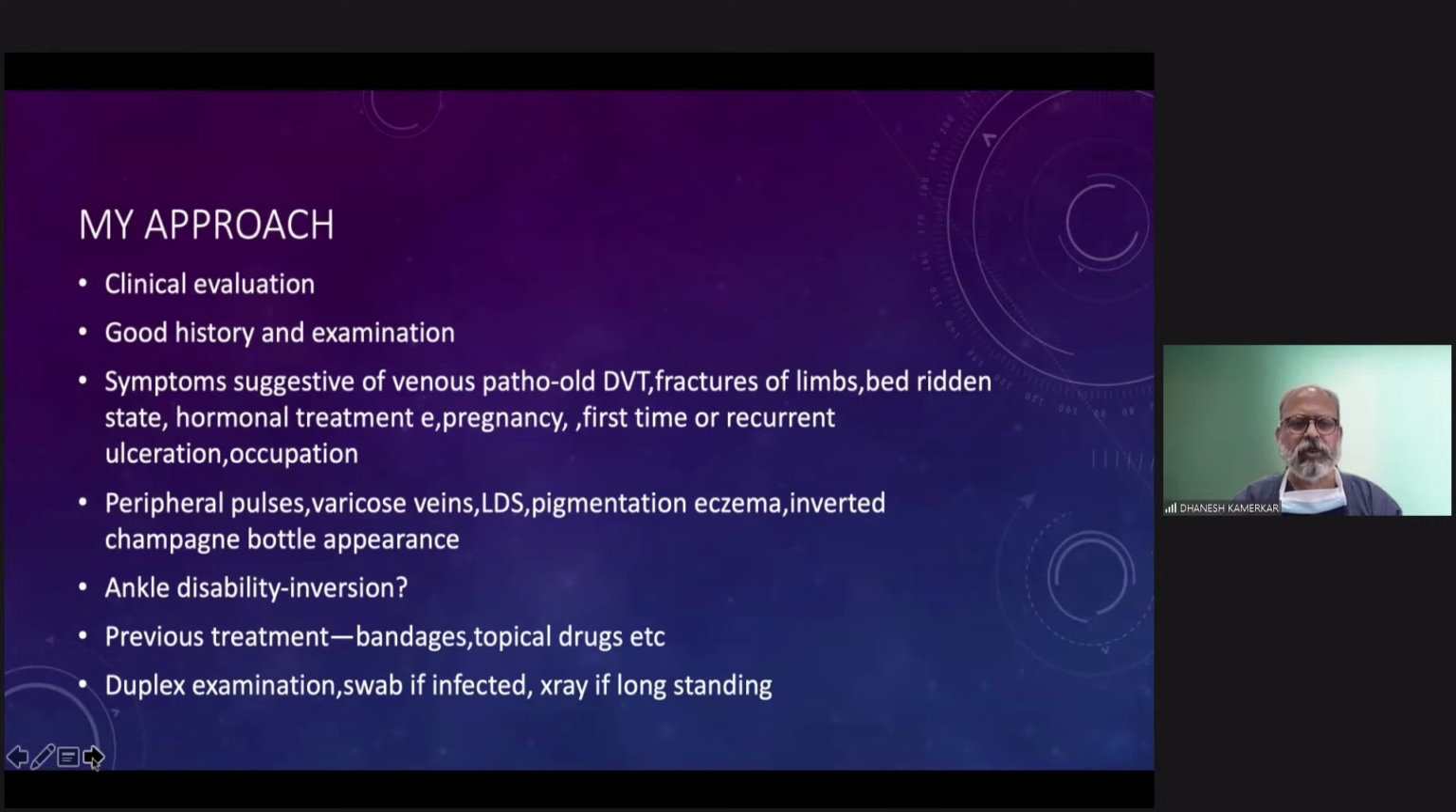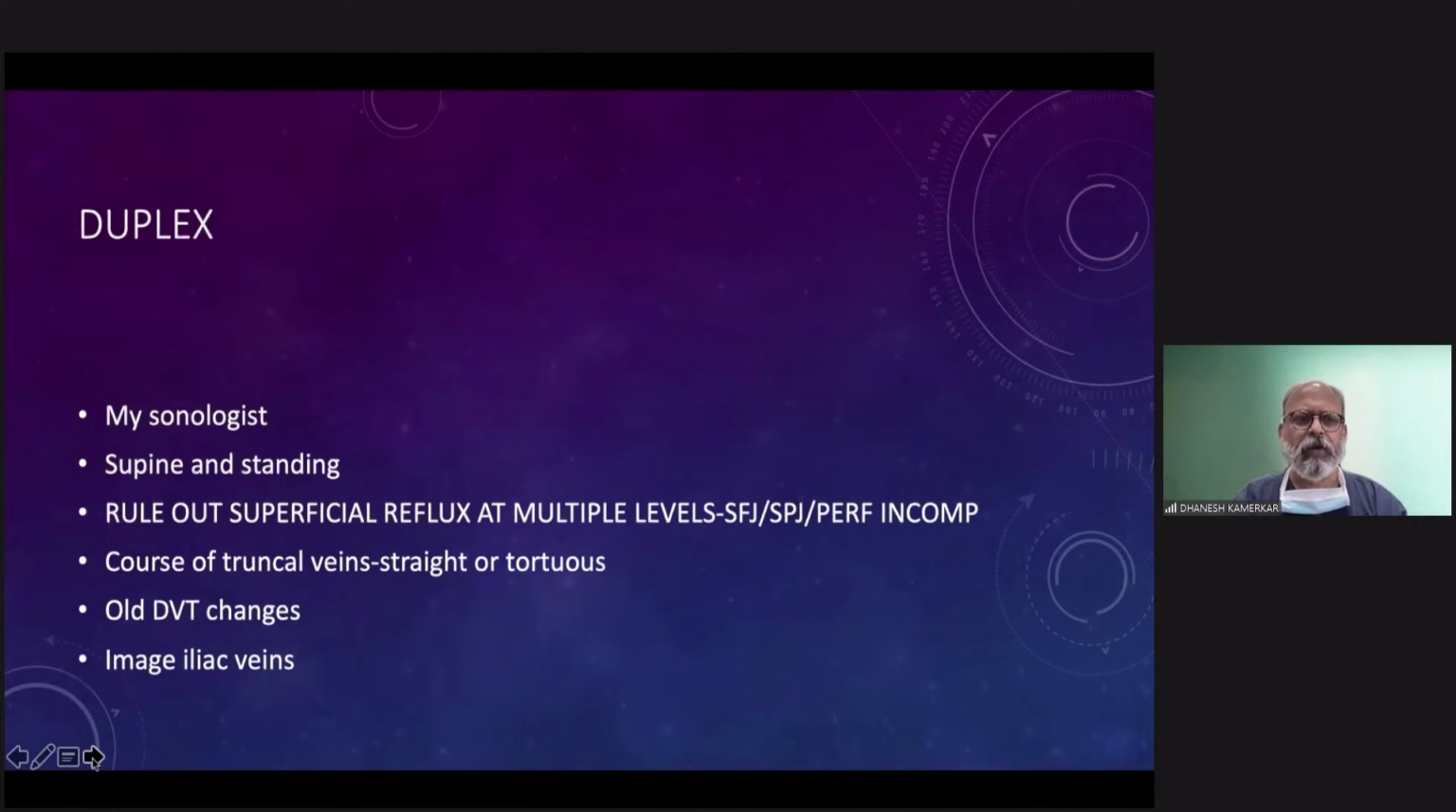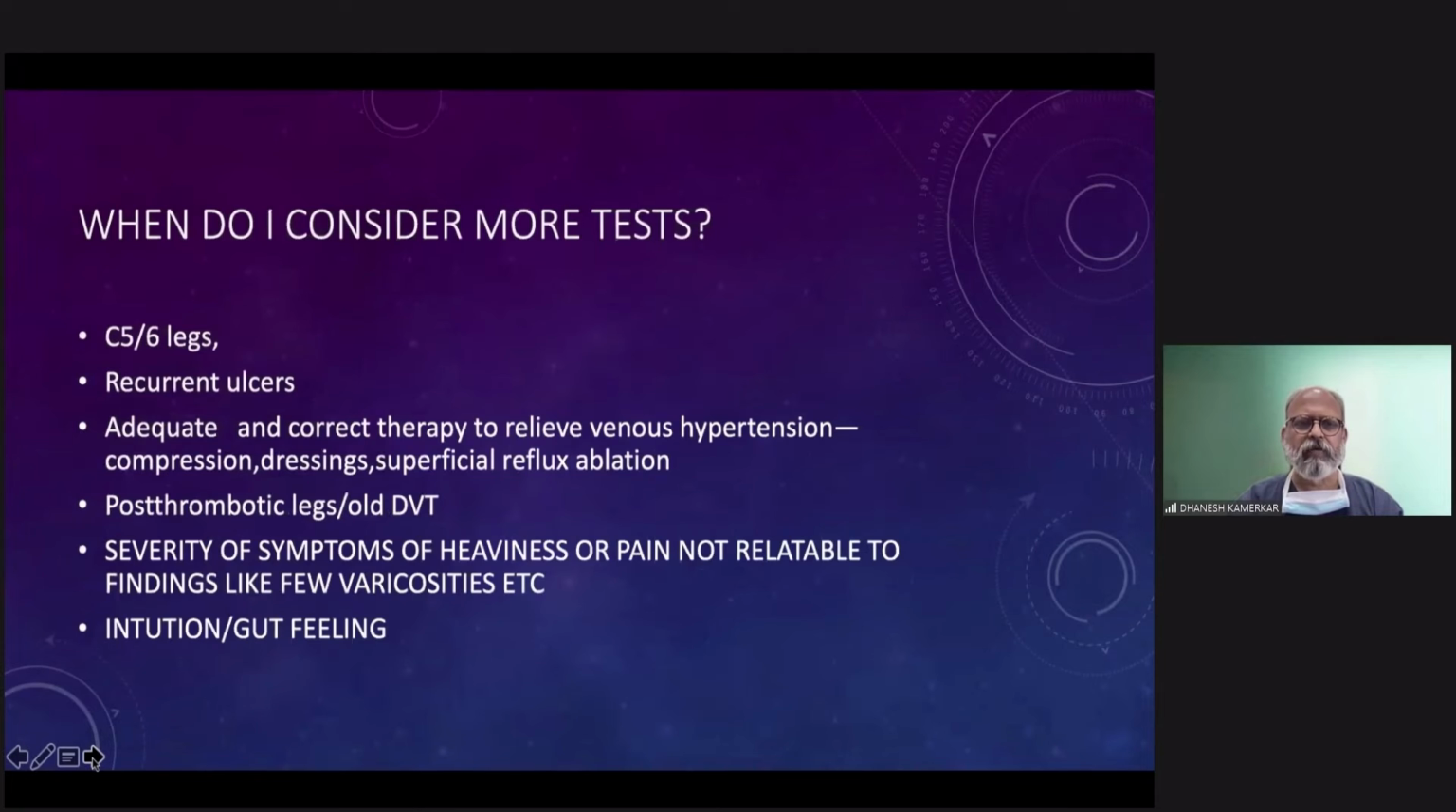I also find out about previous treatment, like what kind of bandages or stockings they've used and what topical drugs they have used. Duplex examination is important. Sometimes a swab if the ulcer is infected and X-ray if there's a long-standing ulcer. In duplex, I get it done from my sonologist in supine and standing, rule out superficial reflux at multiple levels like SF and SP junctions or perforators in multiple positions in the leg. Course of truncal veins, like straight or tortuous. Find out also old DVT changes as well as imaging iliac veins.